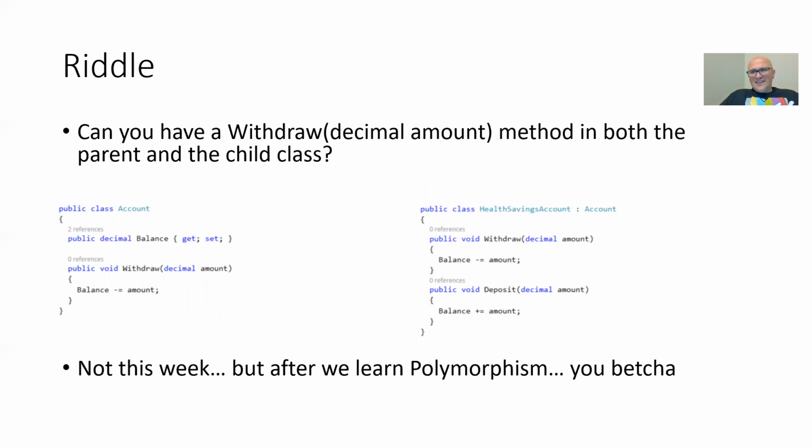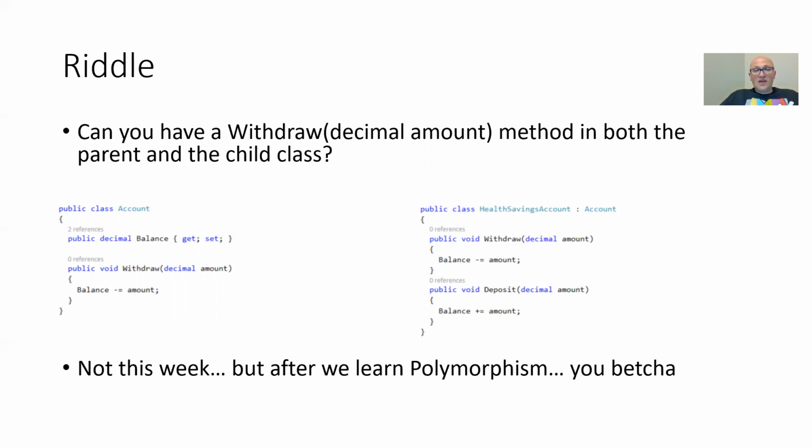This is kind of a trick question, I guess. Can you have different functionality of the same name in the parent and the child? Or in other words, if I have an account class with a withdrawal method, and a health savings account class with a withdrawal method, which one is going to happen? The answer is, right now, with what we know, we can't make them different.